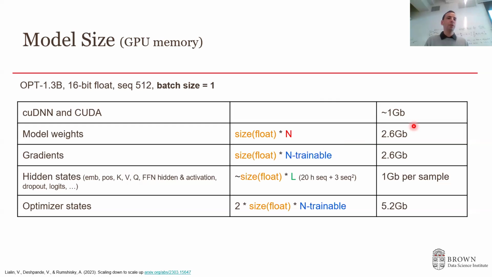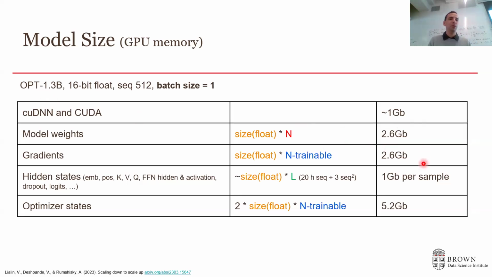So 1 gigabyte is going to be for CUDA. And there's nothing we can do about that unless we work at NVIDIA, but let's take that for granted. 2.6 gigabytes is going to be our model weights. And that's the size of our float times the number of our parameters. And we have 1.3 billion parameters. So that's going to be 2.6 gigabytes.